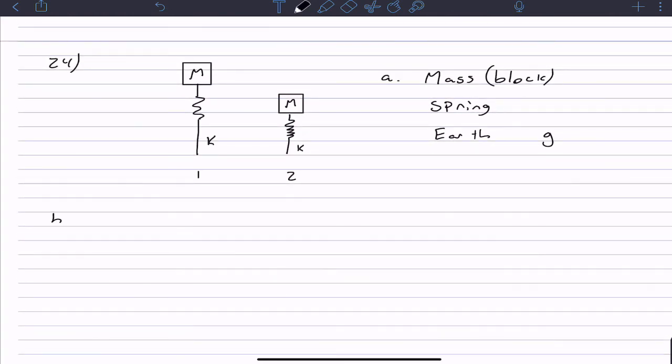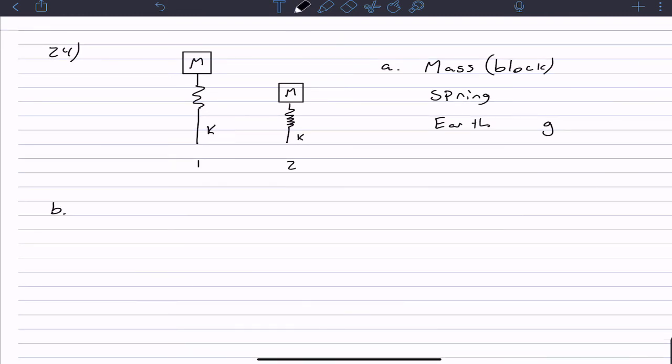And then part B, find an expression for the change in the system's potential energy in terms of the parameters shown. So now we're just looking for an algebraic expression for the total change in the system's potential. And then in part C, we plug in some numbers. Okay, so let's start.